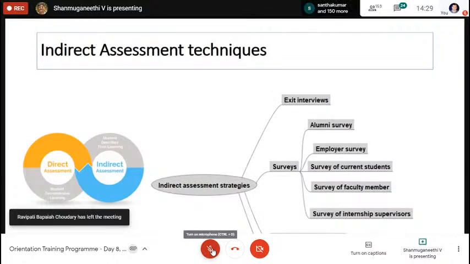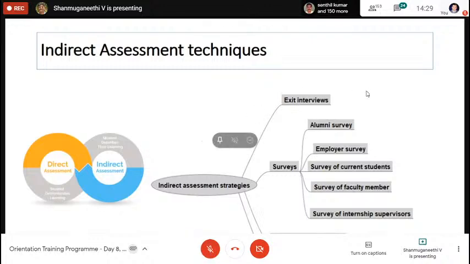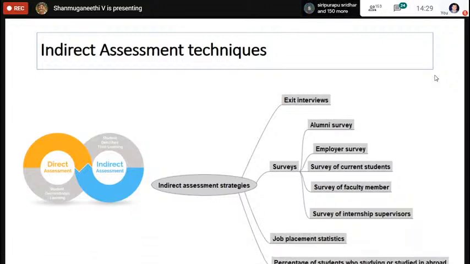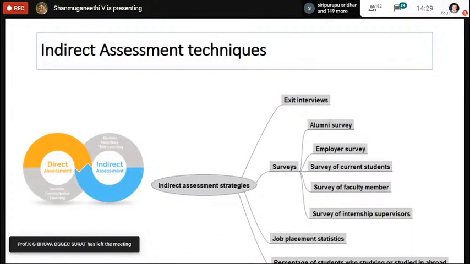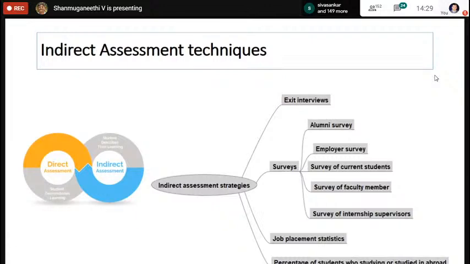Right? Particularly when we come to indirect strategies, this normally we are not doing, but generally after the semester, I would like to know what is the overall progress or my students' learning experience. See, what they are learning is direct assessment. What is their learning experience? That is indirect.